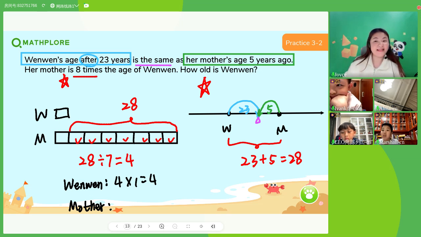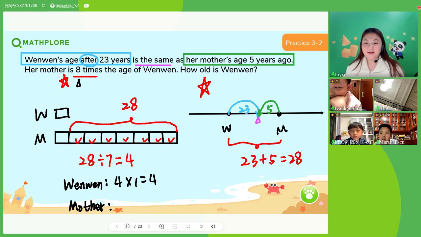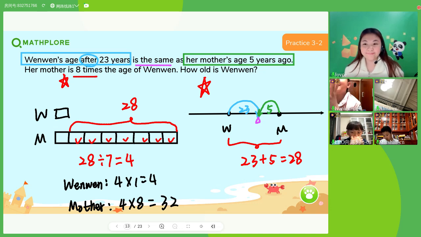32. Yeah, the mother is like 8 times the age of Wenwen. So we use Wenwen's age times 8, right? Which is how many? 32. Bingo, 32. Okay, that's right.